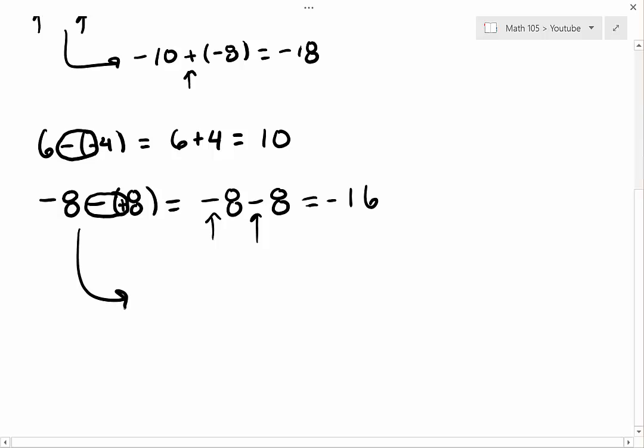Or an alternative way is, well, you can switch it. You have negative 8, and then switch the signs. Positive, negative 8 equals, now you're adding, and then you're adding two negatives, which would be negative 16.